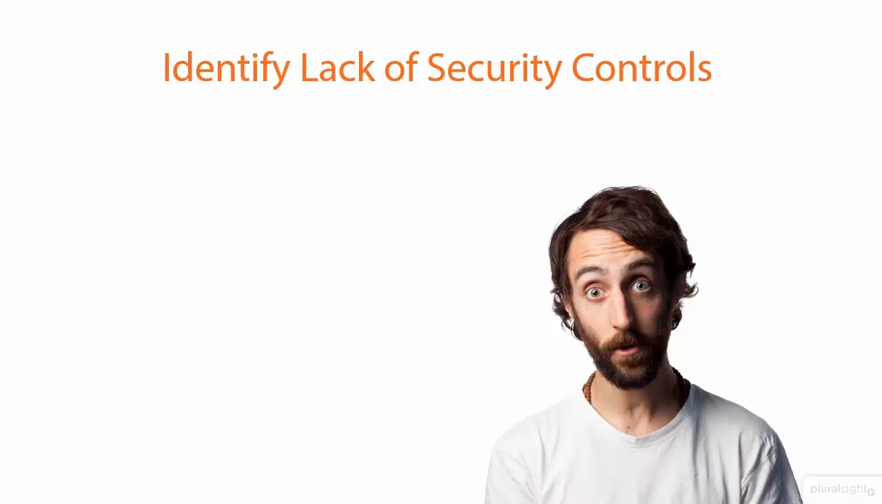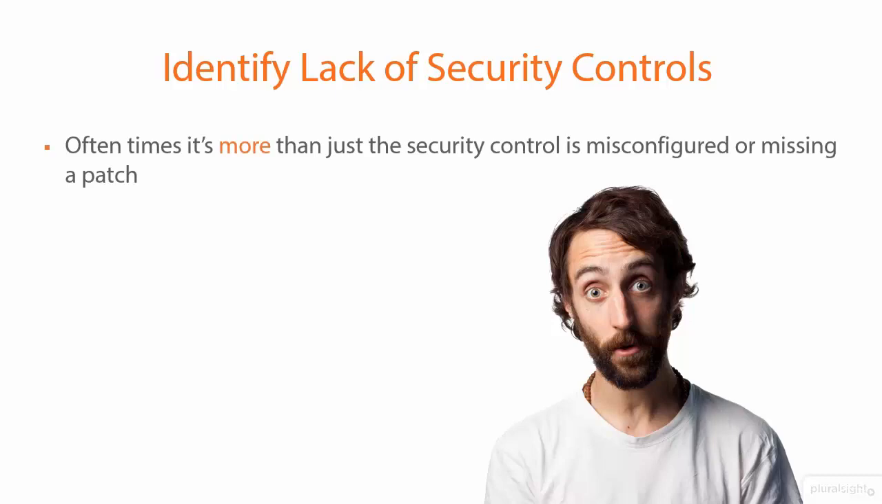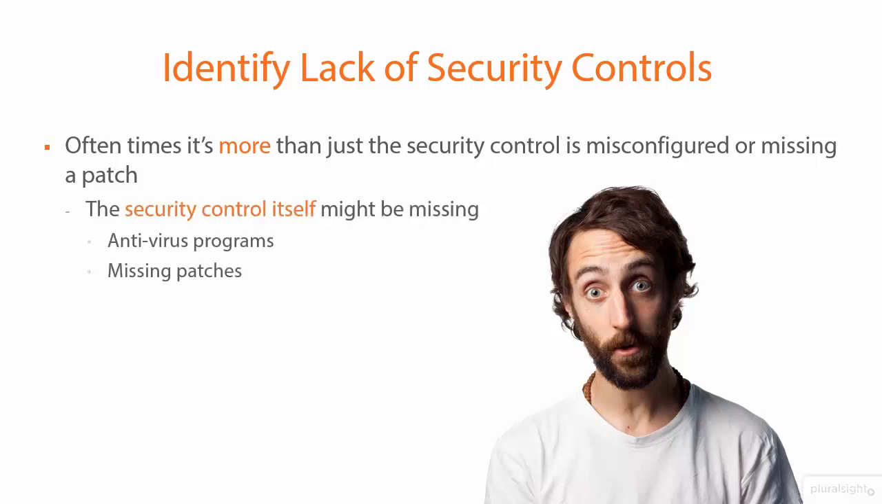So when we want to go through the process of identifying security controls or the lack thereof, all right, oftentimes it's more than just the security control is misconfigured. All right, it may be there, but it just may not be set up to best practices. Or it could actually be missing, right? The security control itself might not be there. So we may not have the antivirus program even installed or a firewall installed, okay? Now, again, we could have those things installed and maybe just missing patches, but there are times when the security control itself is just gone. And we'll understand that when we go through and review our logs.